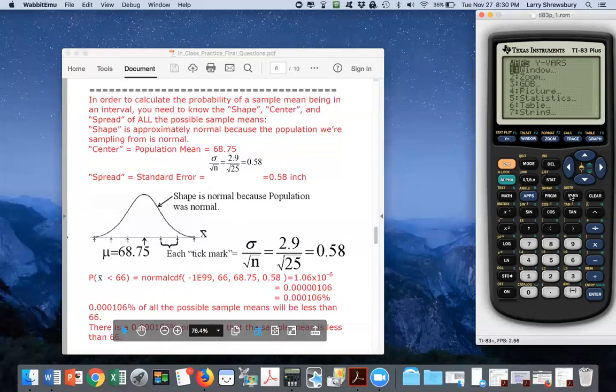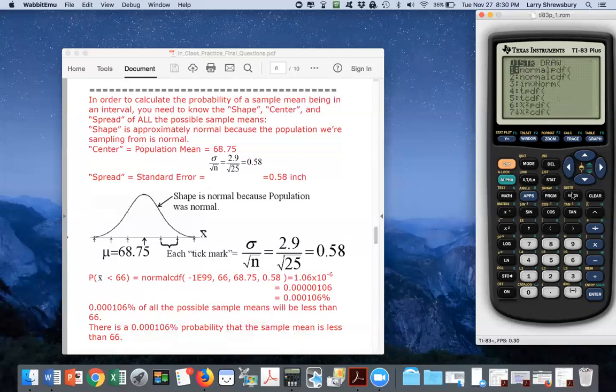Now let's punch this in. Second vars. Whoops, let me try it again. Second vars. There we go. And we want normal CDF.